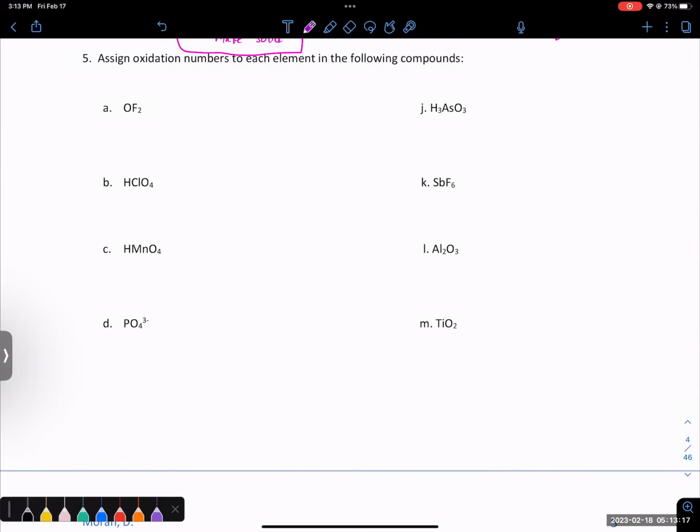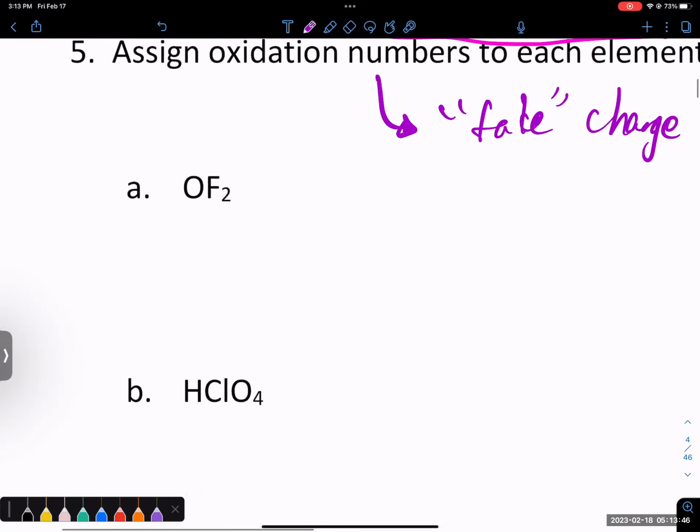What's an oxidation number, you know? How I like to think of it is like a fake charge. It's more like a representation of what happens in the reaction. You know how bromine has a -1 charge, but it doesn't always act that way. Oxidation numbers explain the behavior. That being said, this thing, OF2, what will be our oxidation numbers?